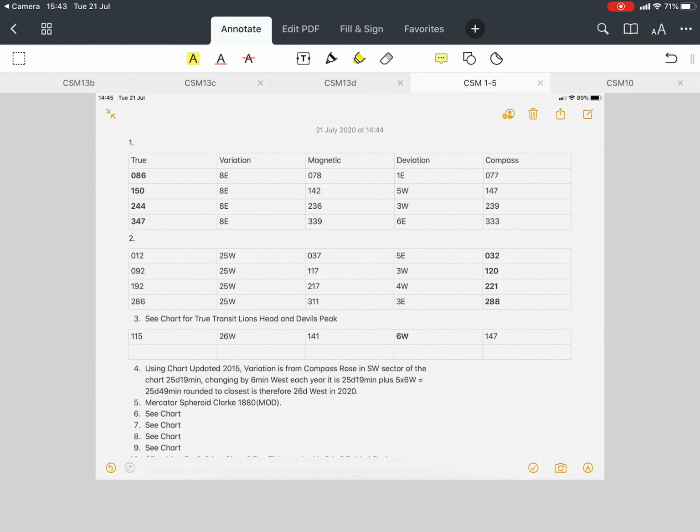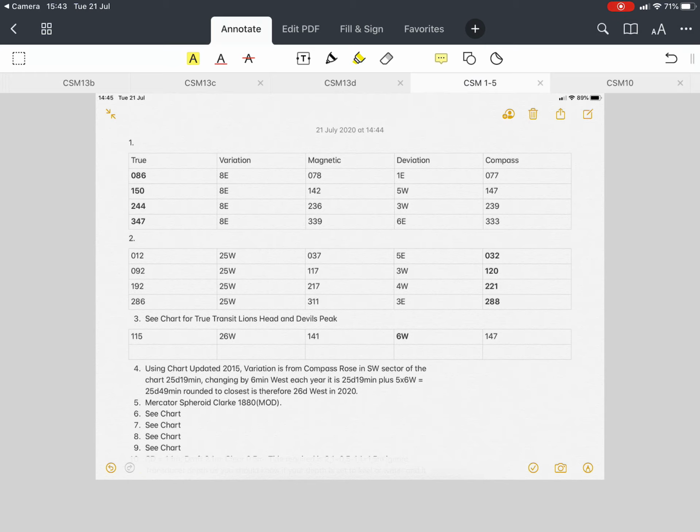Okay, here are the answers to the SAS mock exam that I sent you for the coastal chart work. If you read through your questions, you'll be able to see what we're referring to here, and here are the answers. So question 1 was asking us to convert a ship's compass to a true.